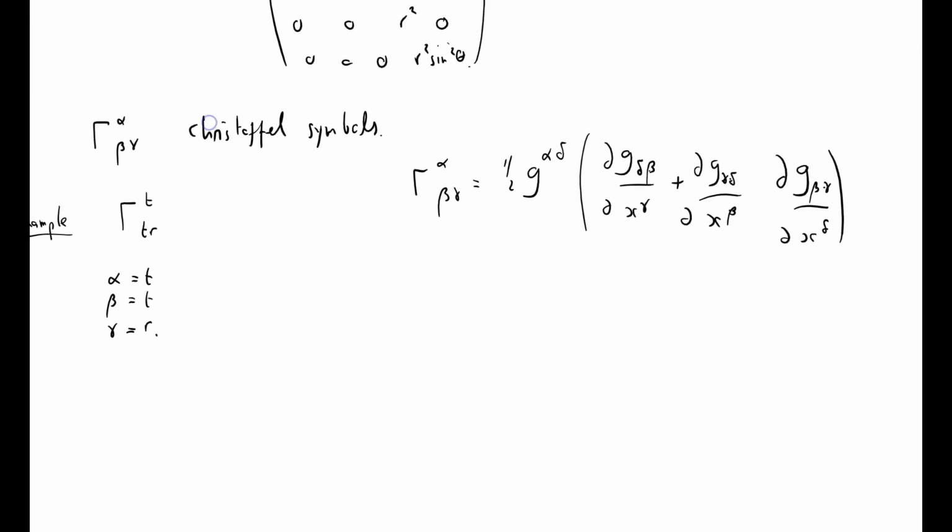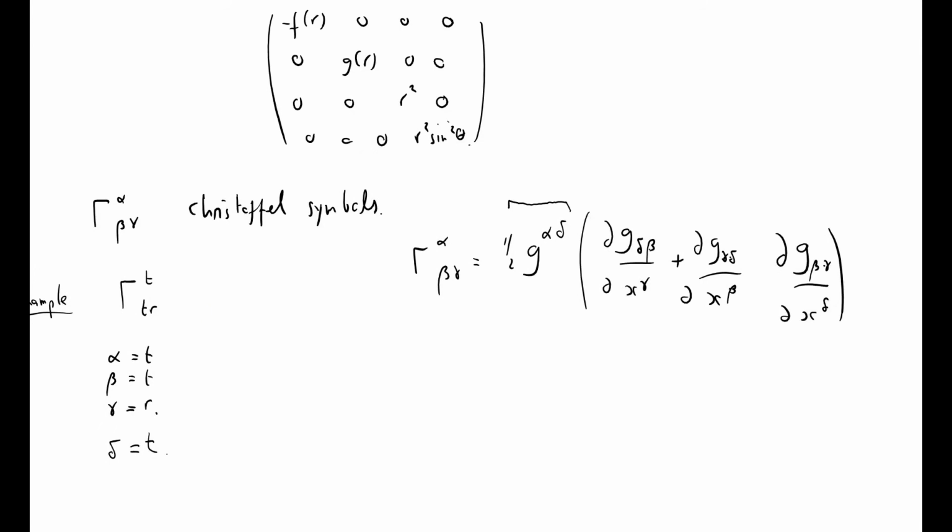So what this tells me is that we're going to sum across this delta, but I don't need to worry about any value of delta apart from delta equals t. Why? Because the metric tensor itself is diagonal. Of course, because it's diagonal, the matrix inverse is still a diagonal matrix. So that tells me that delta equals t because it's the only non-zero component on its row.